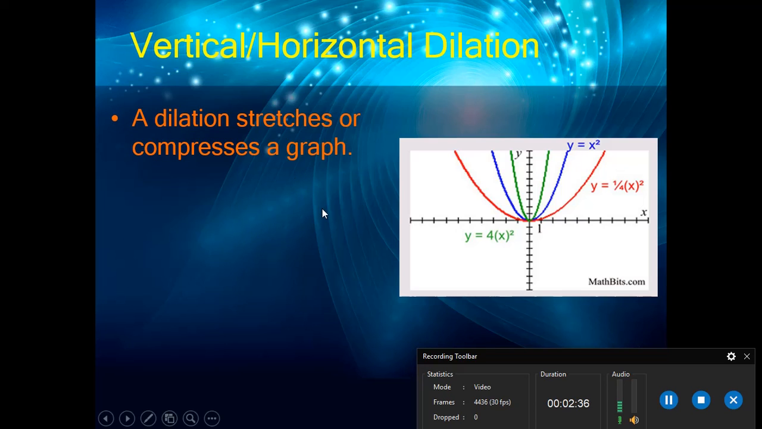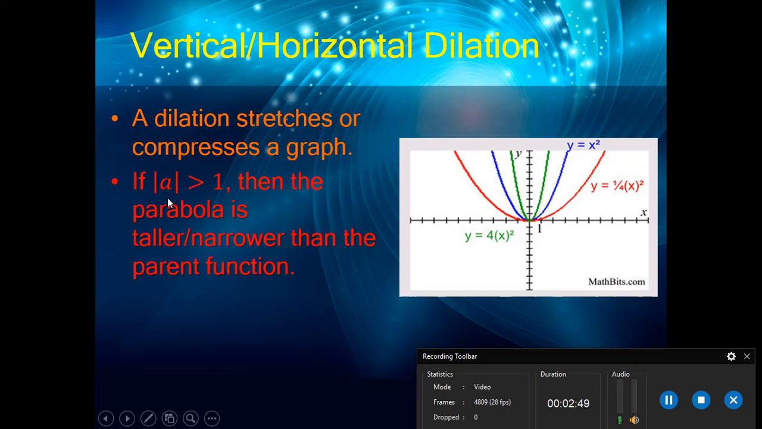If we perform a dilation on our parent function, we're either stretching or compressing our graph. So again, you can see in the picture, the blue value is our parent function. We're going to examine the absolute value of a. So this doesn't matter if it's positive or negative, but once it becomes greater than 1, we're taking our parabola and making it taller and thinner. So we can see with this green function, when we change the value of a from 1 to 4, it did become much taller.